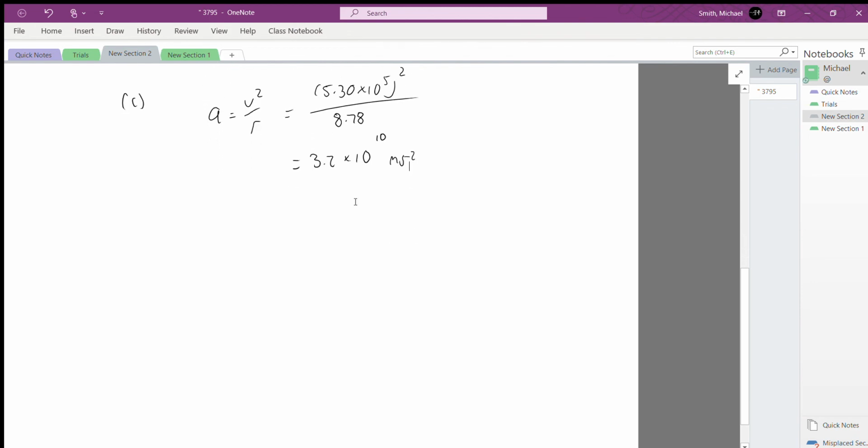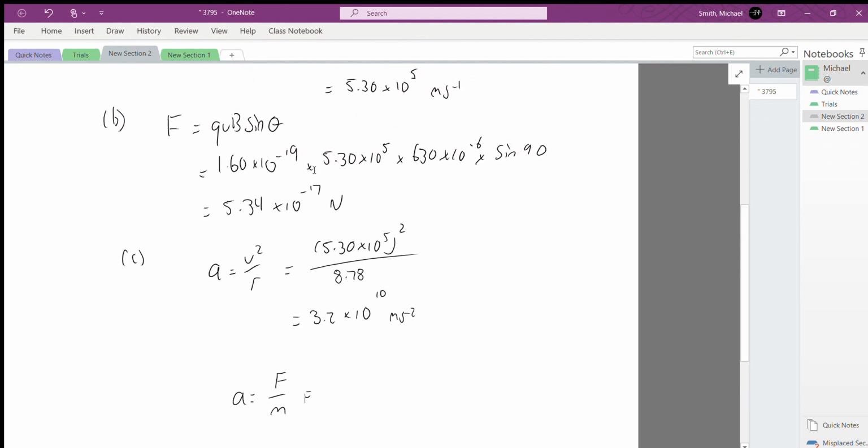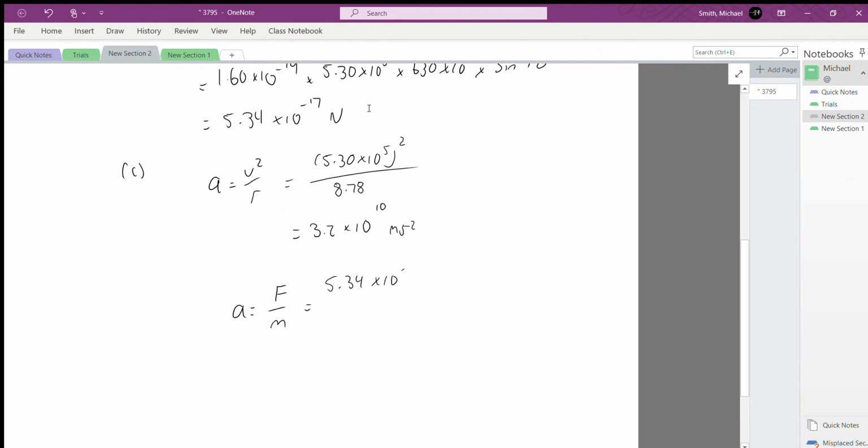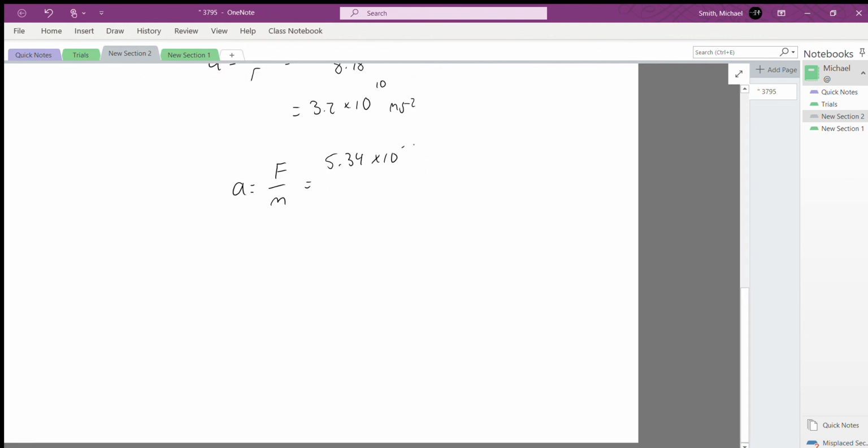Another way we could do this is just using Newton's second law. So a equals F on m. We just calculated the force in the previous question at 5.34 times 10 to the power of minus 17, all over the mass, we're told the mass of the proton is 1.67 times 10 to the power of minus 27. And again, substituting that into our calculator, we get the same value, 3.2 times 10 to the power of 10 meters per second squared.